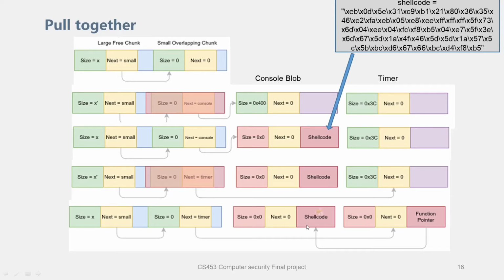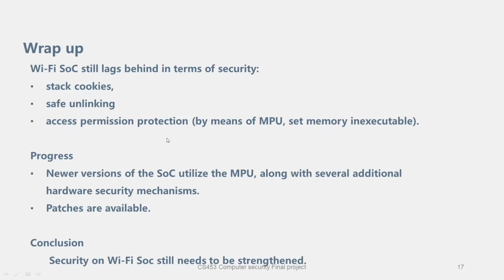At long last, we made it. We've seen that the firmware implementation on the Wi-Fi system-on-chip still lags behind in terms of security. Specifically, it lacks all basic exploit mitigations, including stack cookies, safe unlinking, and access permission protection. Security on Wi-Fi system-on-chip still needs to be strengthened.